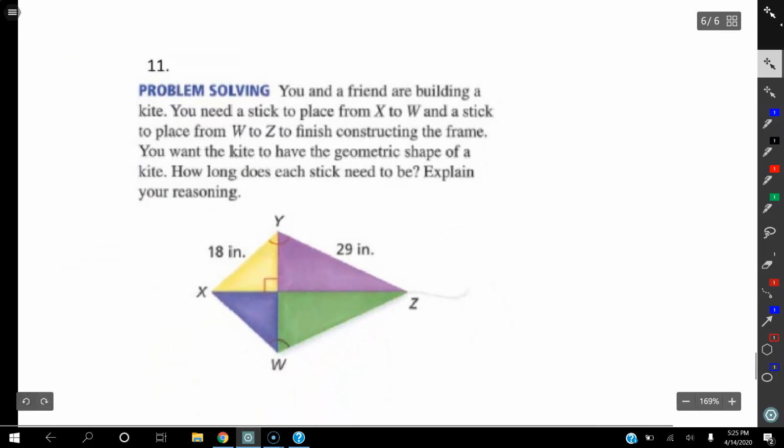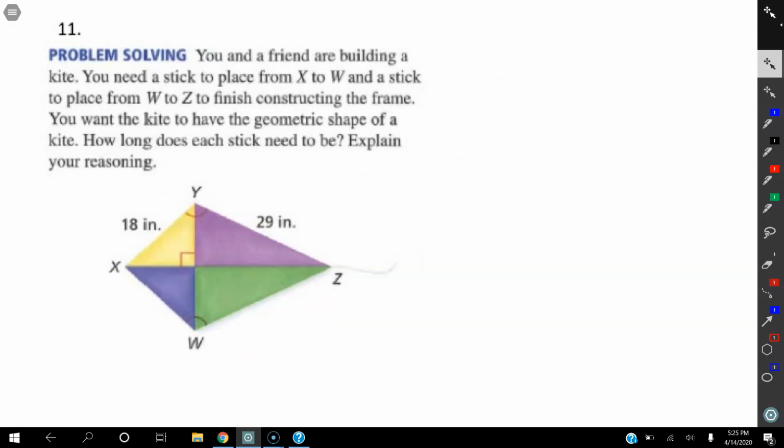Number 11, let's shrink this down. It's a little bit big. You and a friend are building a kite. You need a stick to place x to w and w to z. So we're wanting to put a stick from x to w and w to z. How long does each stick need to be?